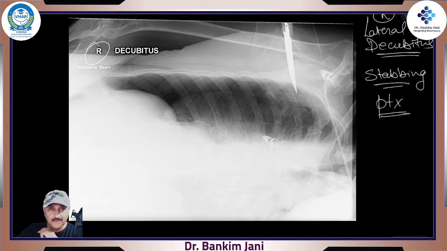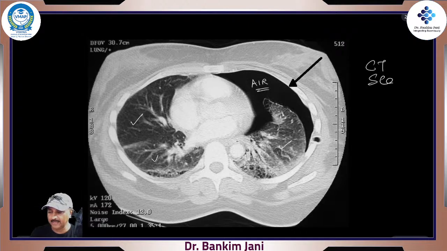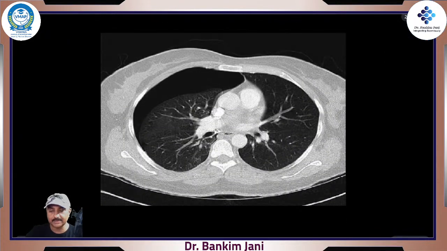Now, when in doubt, you go for a CT scan and just look at it and you know that, right? This is air. No other markings, because see, the tissue markings are so well seen over here. Just the look itself tells that yes, this is air. Correct? So this is the CT scan and we see this is again a pneumothorax. Watch this, another case, right? That's the pneumothorax.